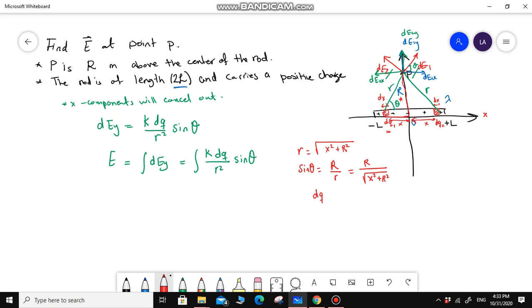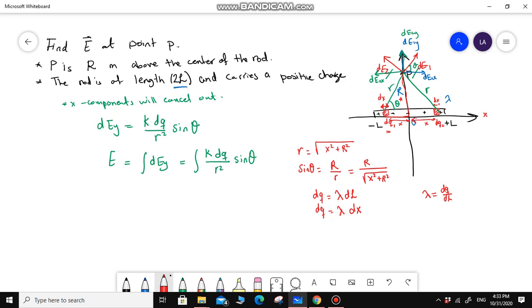dq, using the linear charge density, is lambda dl. We know that lambda is defined as q over L, so with some cross multiplication, dq is lambda dx. We named the size of each small piece just dx. Let me try to plug these in here and see if the problem is simpler or not.